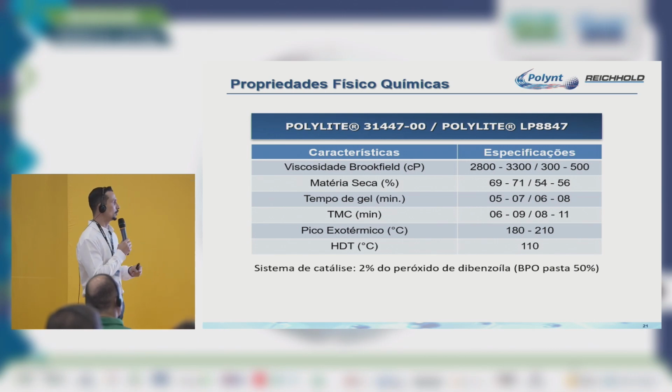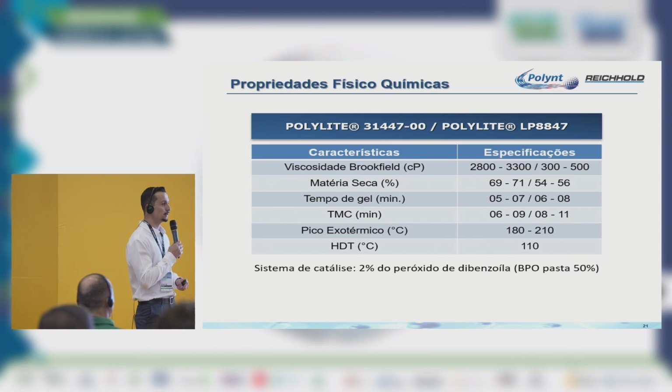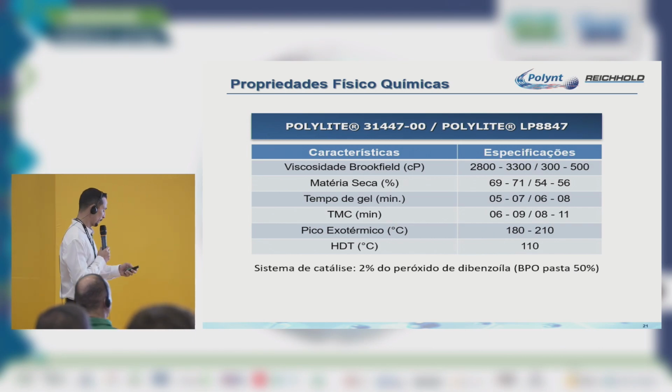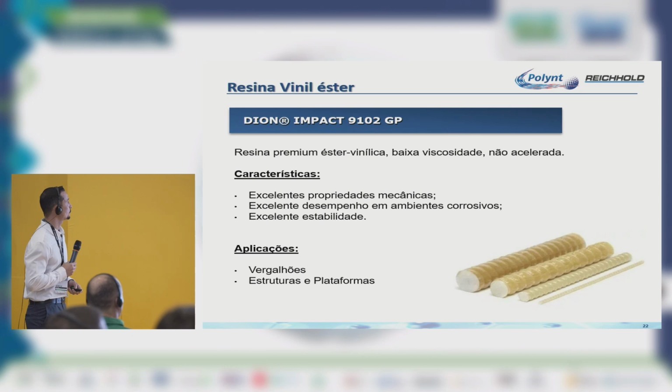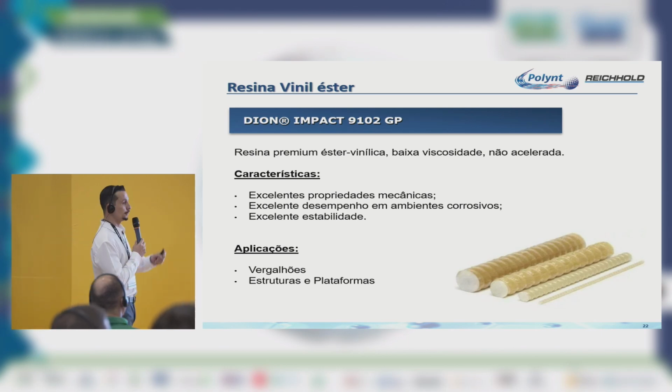Dry matter, there's a difference. Solids, 69 to 71 versus 54 to 56%. Gel time, 5 to 7 as opposed to 6 to 8. Minimum cure time, 6 to 9 minutes versus 8 to 11. Exothermal peak, similar, 180 to 210. And the HDT, 110. Once again, it's the same catalytic system, 2% BPO.